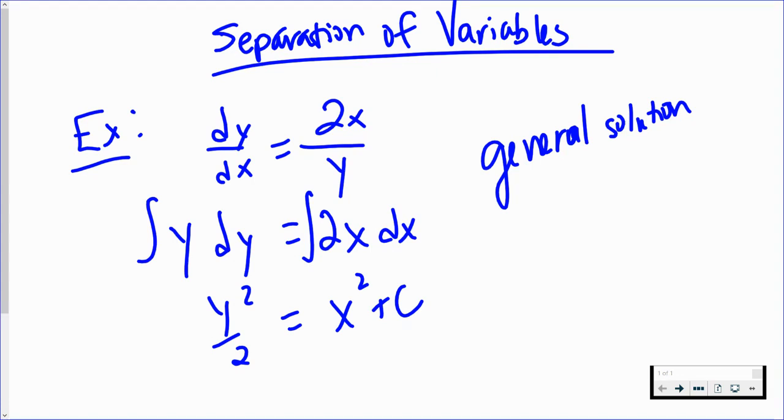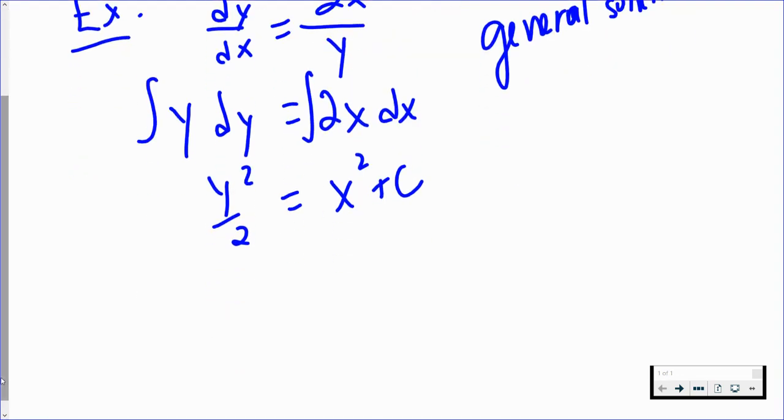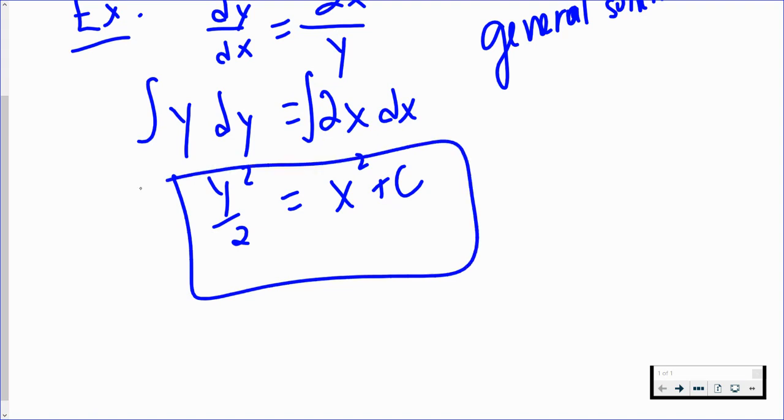At this point, I would actually leave my equation as is and wait, because if we need it for something else, then we will have to find our initial condition if they gave us one and find our c value. For this one, this is a general solution. y squared over 2 equals x squared plus c. That would be a general solution for this function.